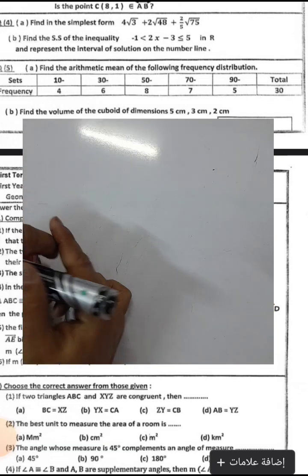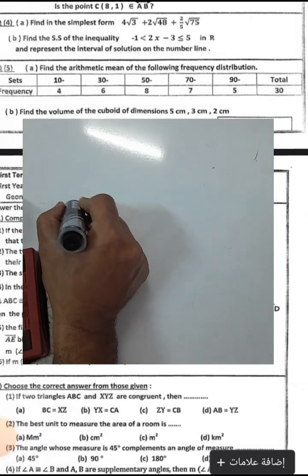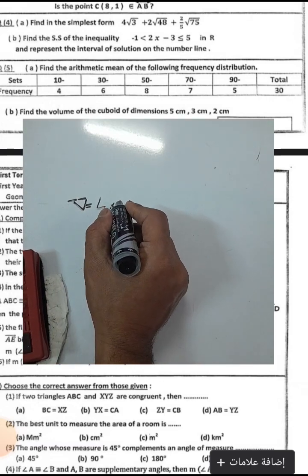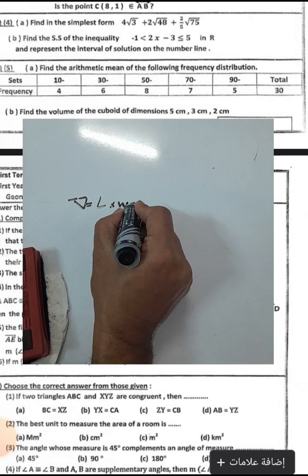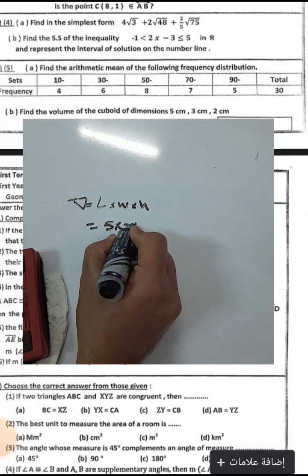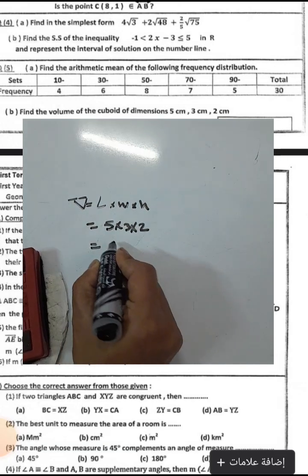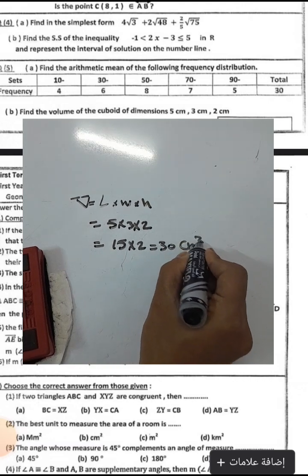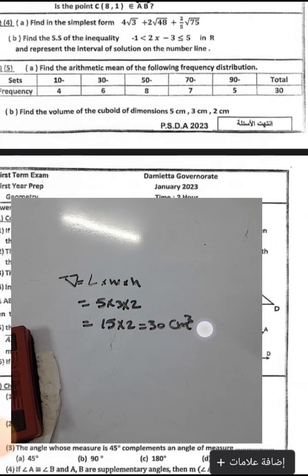Last question, find the volume of a cuboid with dimensions 5, 3, 2. We can find the volume by multiplying length by width by height. We have 5 times 3 times 2: 5 times 3 is 15, times 2, it will be 30 cubic centimeters, the volume. Okay.